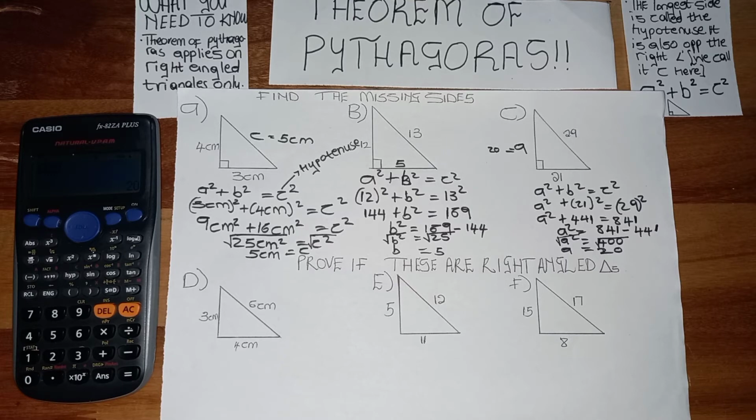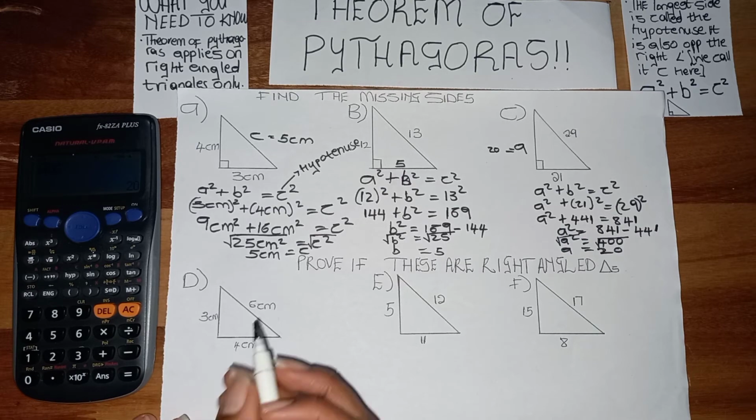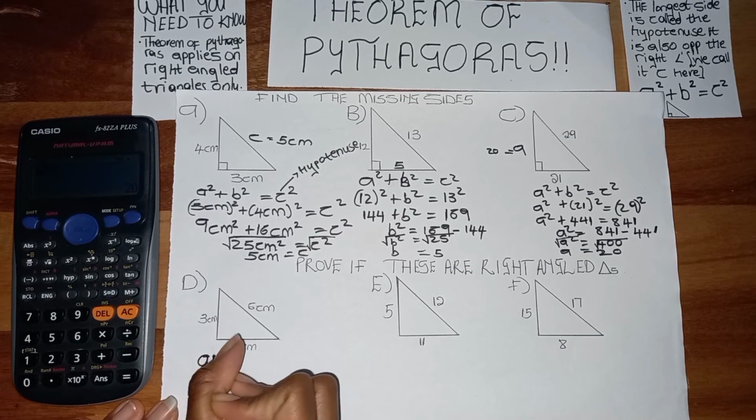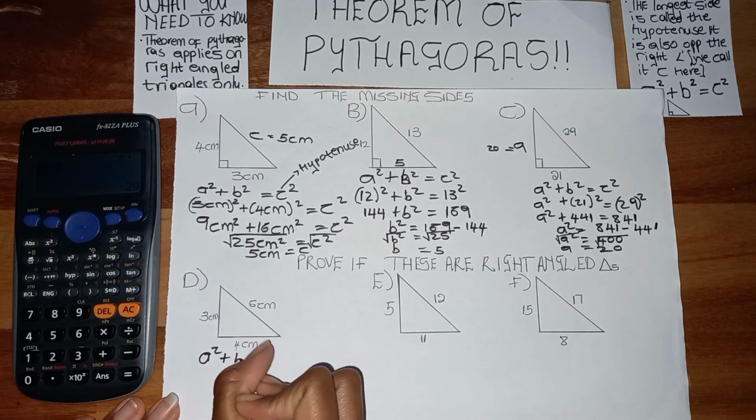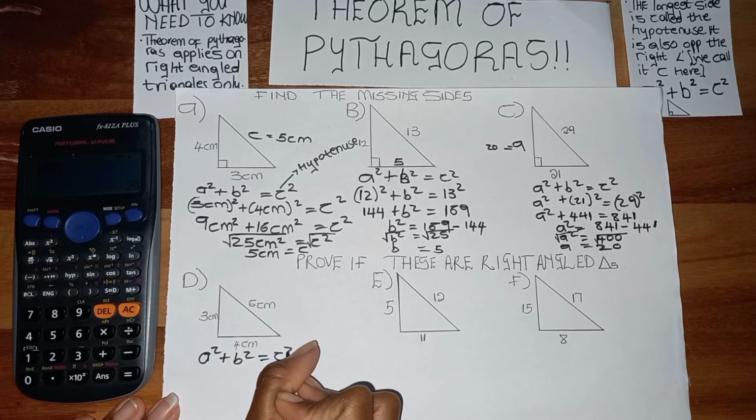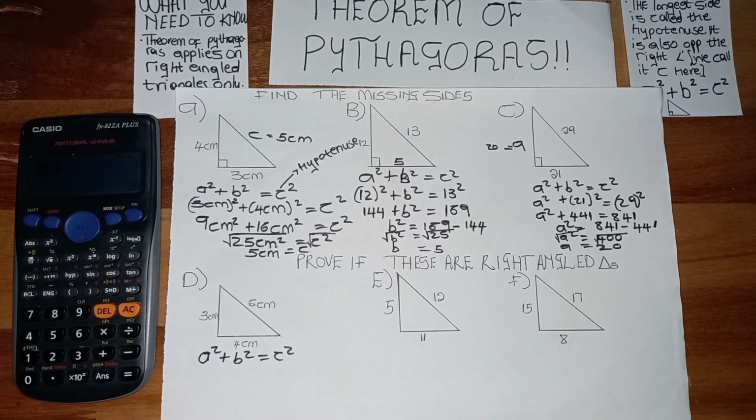But if it doesn't apply, it means that it is not a right angled triangle. So we're going to start with the first one, which is letter D. Then we're going to write our formula: a squared plus b squared equals c squared. So here we are not solving for a side or doing anything like that, but we are proving if this is a right angled triangle. So if it is a right angled triangle, we will see it by the theorem of Pythagoras applying.